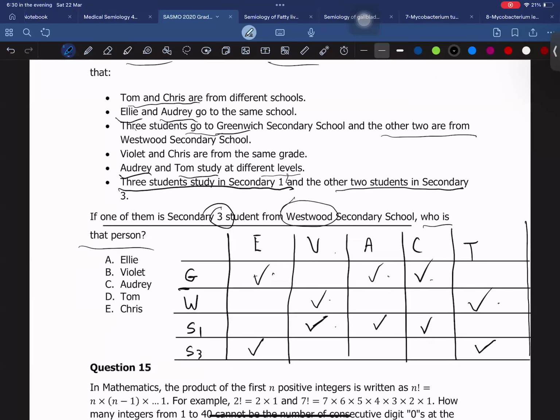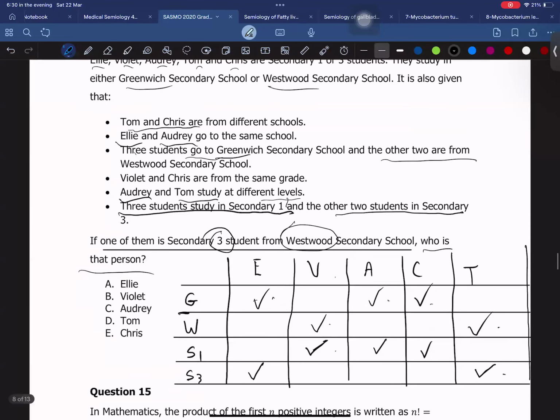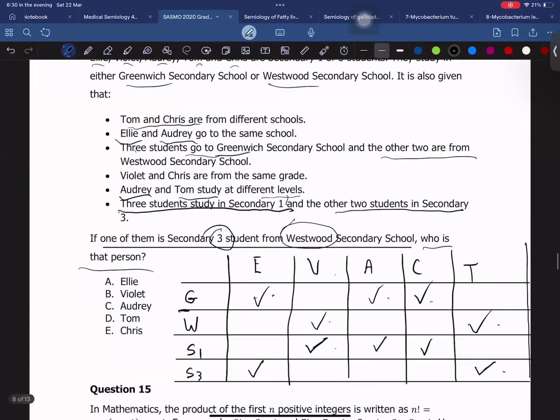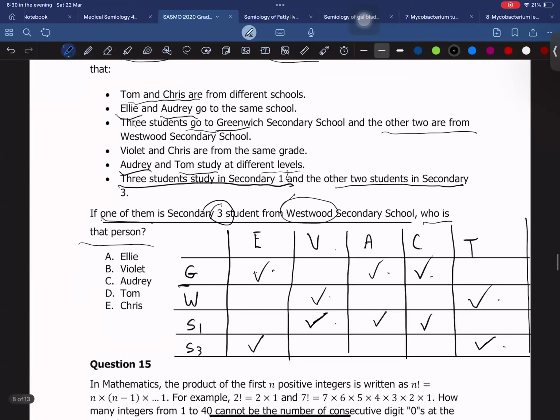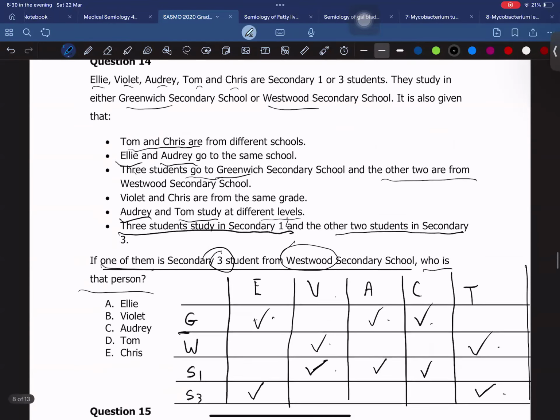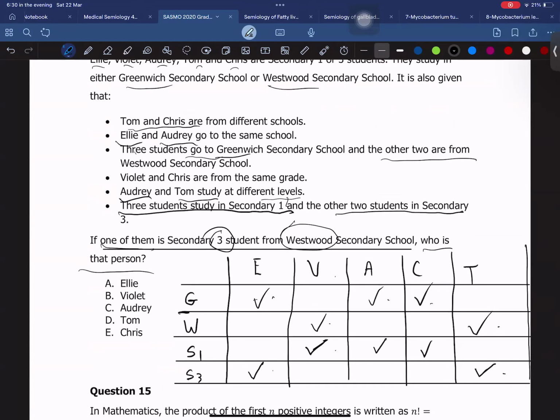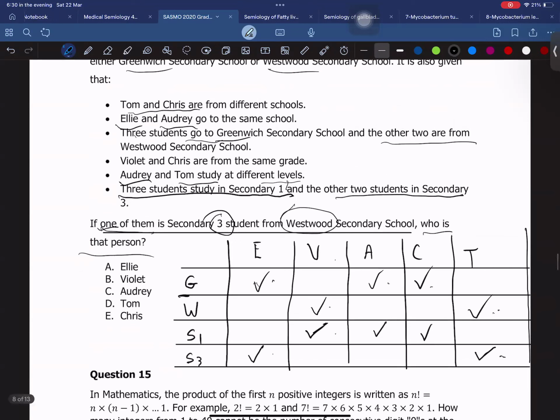Tom is from Westwood, and Tom is also from secondary 3. So yeah, they said that one of them. So our answer is accurate, because one is from Westwood and secondary 3, and the others are from Greenwich. So the answer is that one of them is from secondary 3. So our answer is accurate, which means D is the answer.